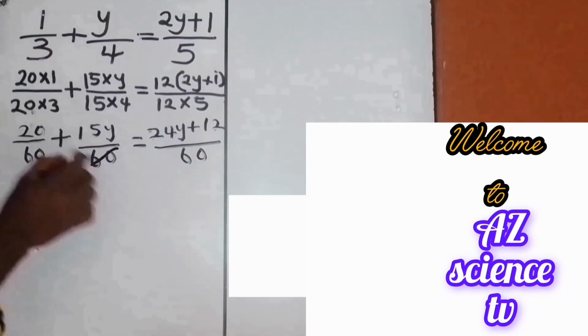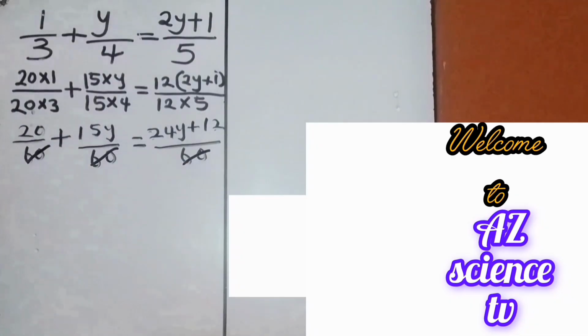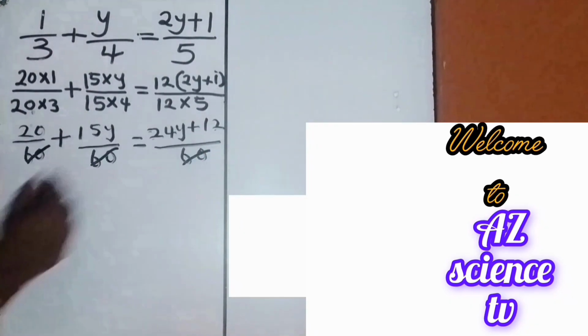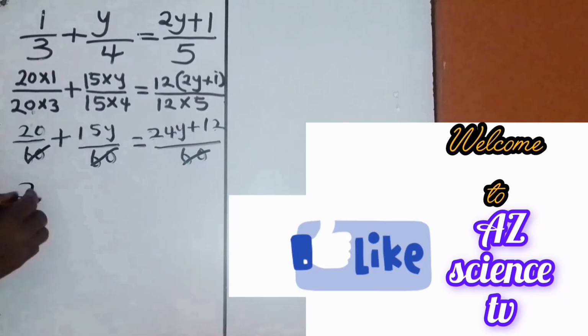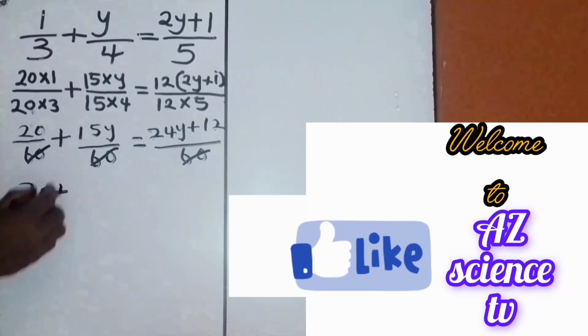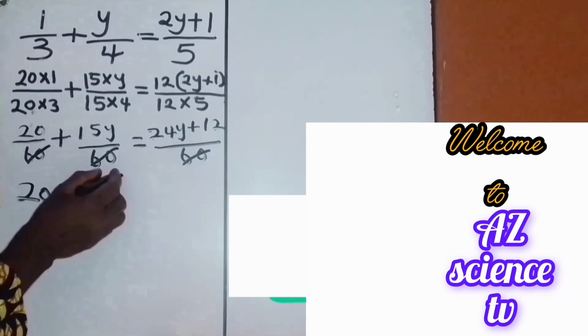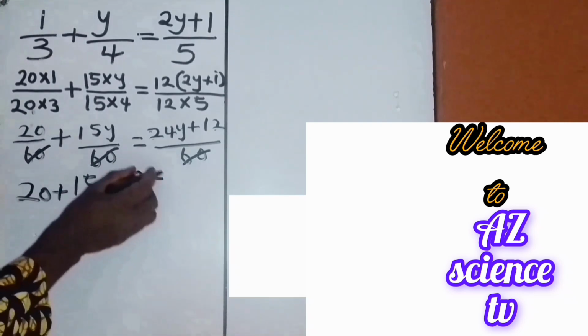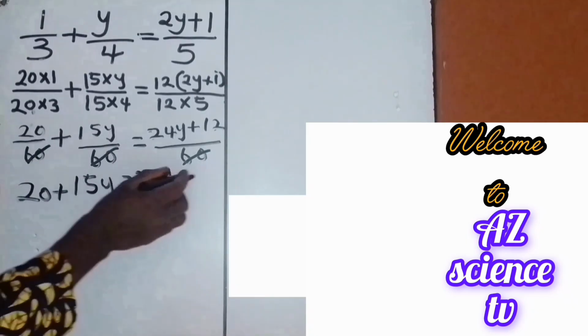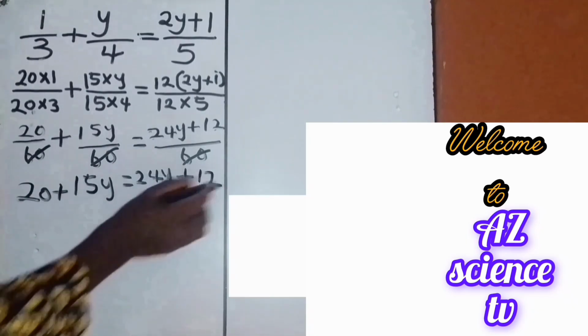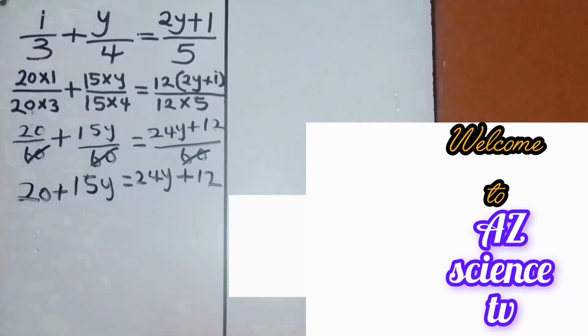So what it means is that these 60s will now go. We are done with the denominators. So we equate the numerators. We are simply going to have 20 plus 15y equals 24y plus 12.